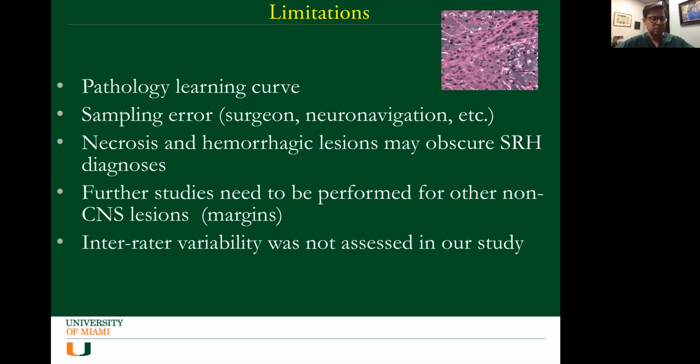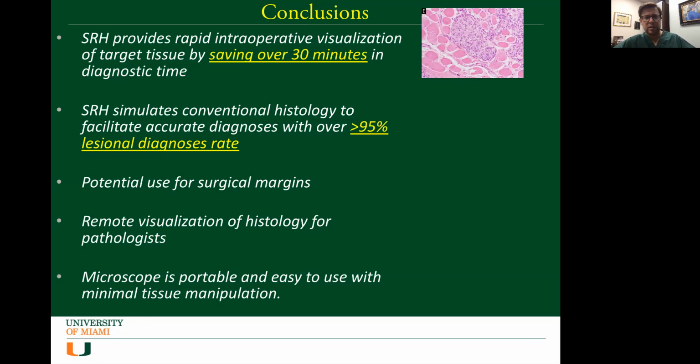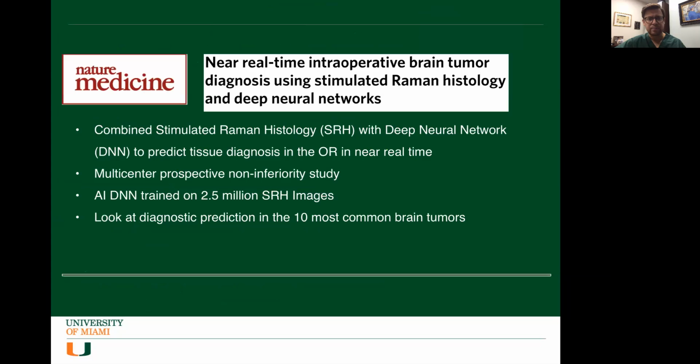extent of resection. But in our conclusions for this study, we were able to identify that it is a huge savings for time if you're waiting for the diagnosis, or if you were waiting to understand margins. It remains very accurate for identifying lesional tissue, or even actually the type of tissue. And there is potential here to use it for surgical margins and visualization. Also, it's very easy to then use it with remote pathologists and other areas. And our microscope is very portable and can be used in multiple OR settings at a time.